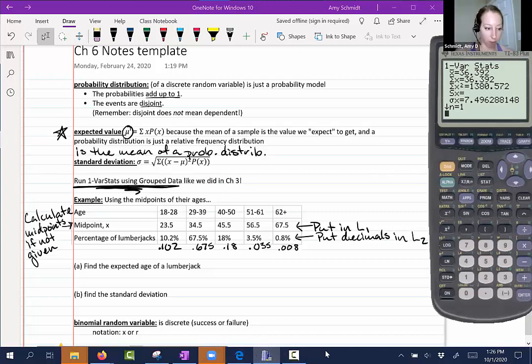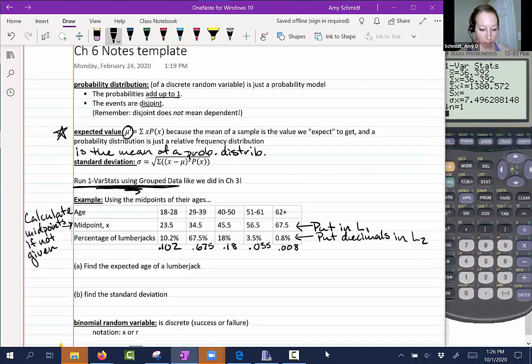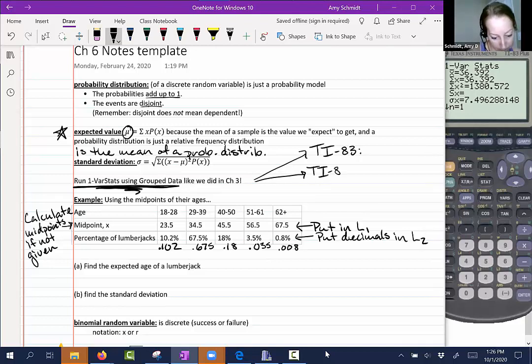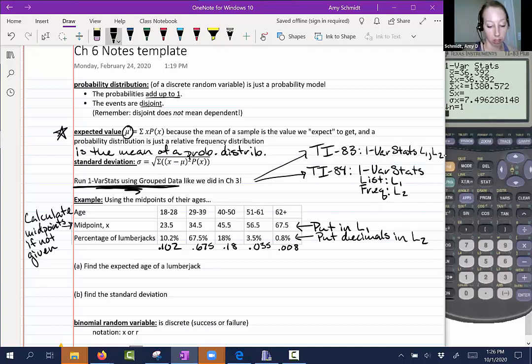If you have a TI-84, since I can't show you that on my screen, make a note about this. TI-83 versus TI-84. Here we just did one-var stats, L1, comma, L2. In a TI-84, once you hit one-var stats, it's going to ask you some questions. It's going to ask you what your list is. That should be L1. It's going to ask you what your frequency is. You need to make sure that says L2. And then you can calculate.